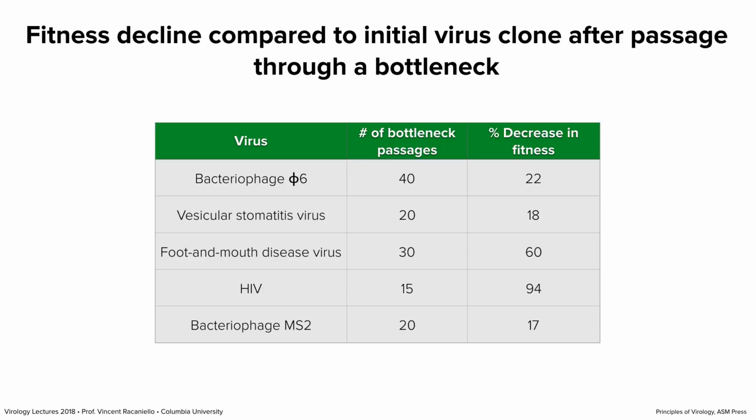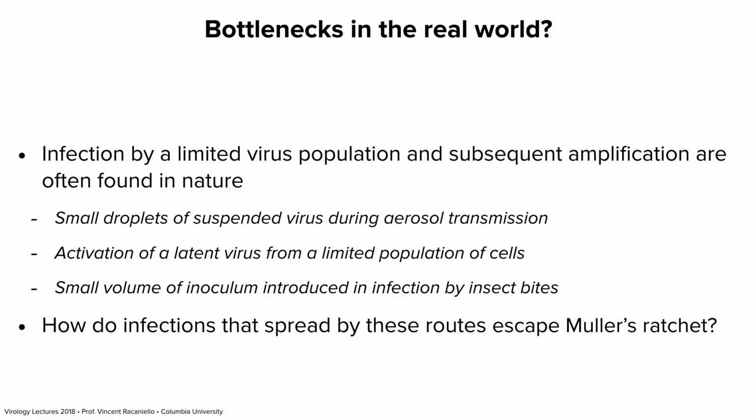And so here are 5 different examples of fitness decline after passage through a bottleneck. The bottleneck is plaque assay, plaque-to-plaque passage. We have bacteriophage, VSV, foot and mouth, HIV, and other bacteriophage. You can see the number of passages, plaque-to-plaque passages, and how much fitness declines after each passage. Again, in each case, because we are restricting the diversity of the population.